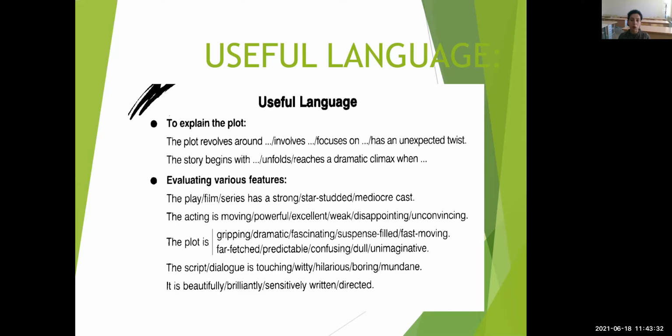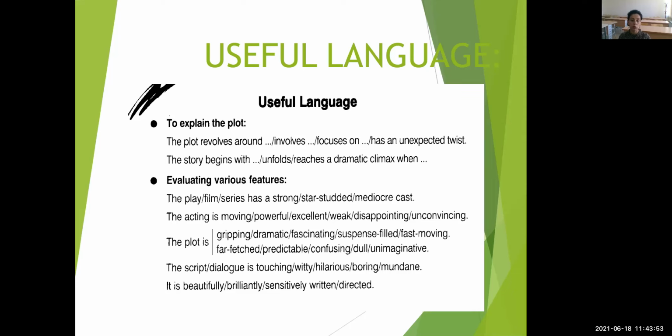To explain the plot, you can write, for example, the plot revolves around, the plot involves, the plot focuses on, the plot has an unexpected twist, for example, or you can write the story begins with, the story unfolds, reaches a dramatic peak where, for example.